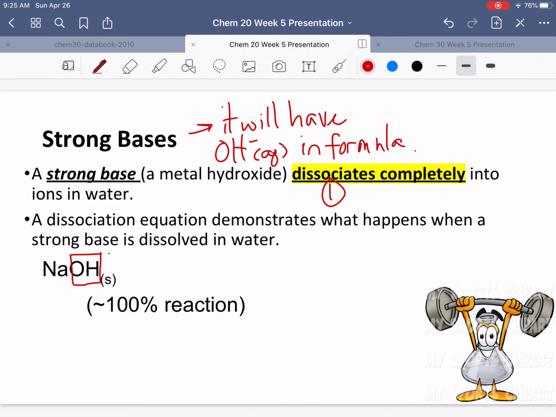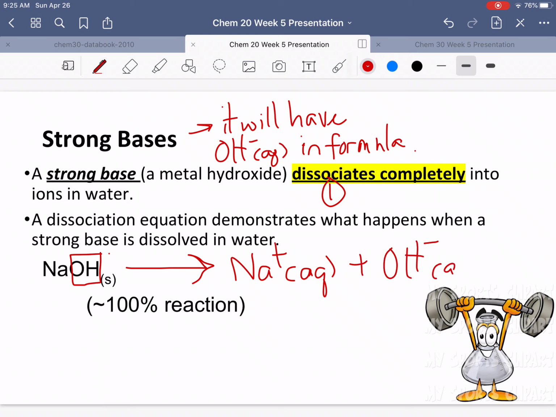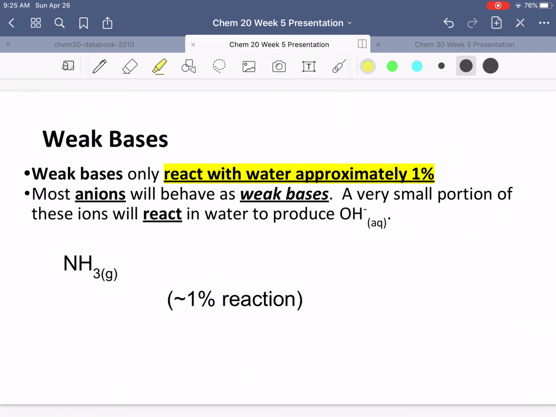Therefore, it does not react with water. It simply dissociates into its two different ions, the sodium cation and the hydroxide anion. Notice that it is a 100% reaction. Therefore, we've got the one-way arrow. Strong base, okay?